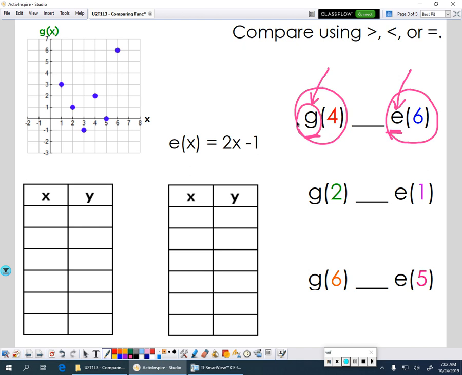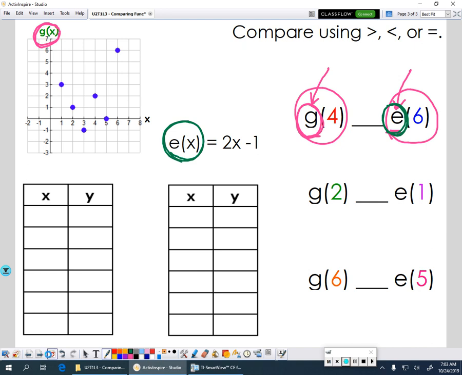So g of 4 is going to represent everything on my graph, because my graph is labeled g of x. So the graph is the function of g. Now if we look at e of 6, the e is going to represent my equation over here. So it's really important to pay attention, if you're not just given one table like we were on the other slide, that you pay attention to which function you're using to get your values.